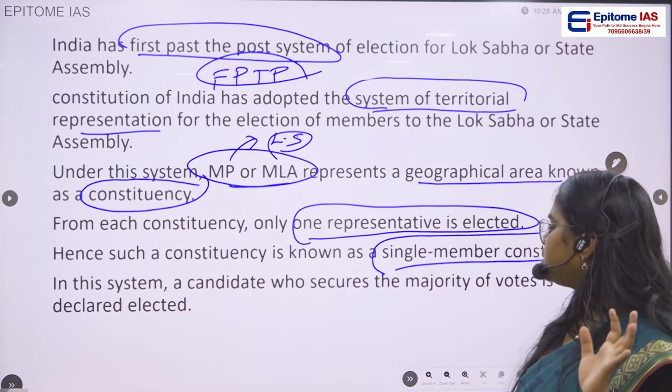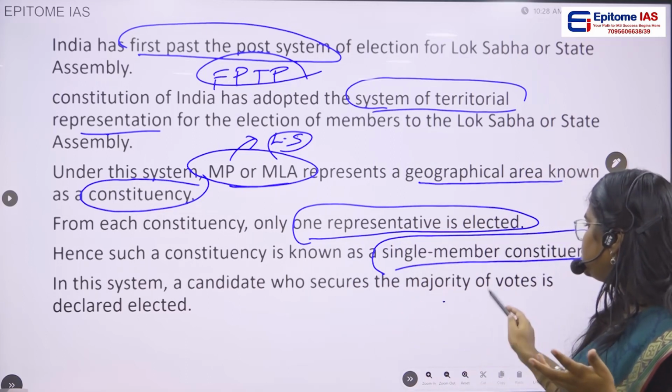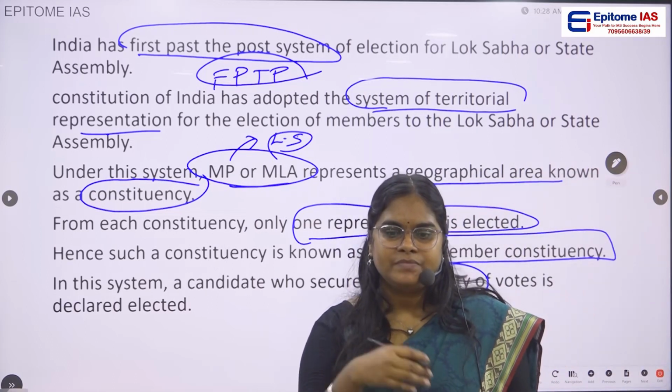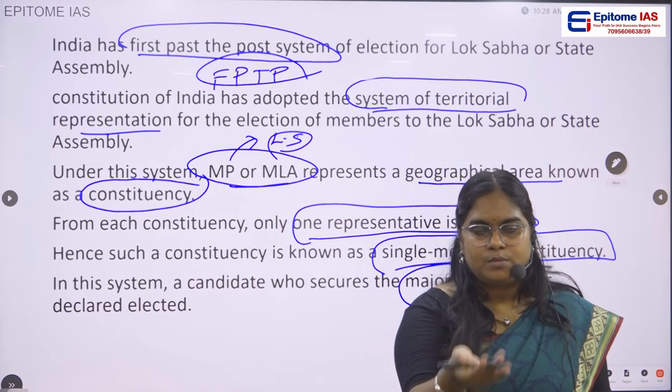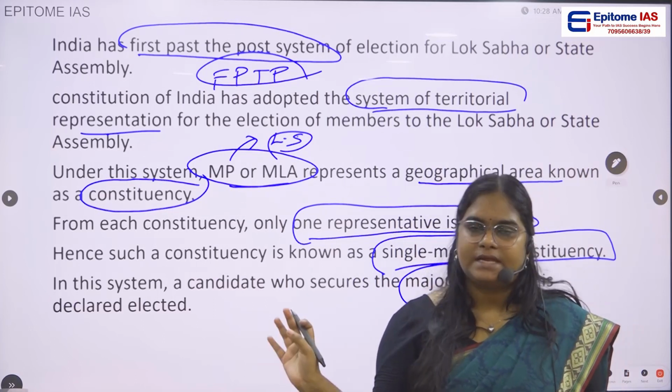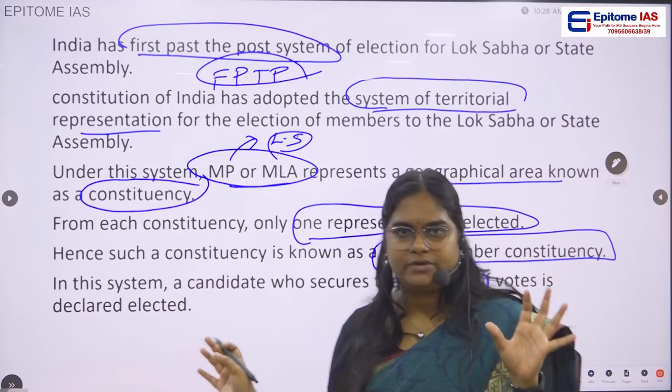In this system, a candidate who secures the majority of the votes is declared elected. Not necessarily, let's say, they are not getting more than 50 percent of the votes. Still, they are considered elected, because they are getting the majority of the votes.